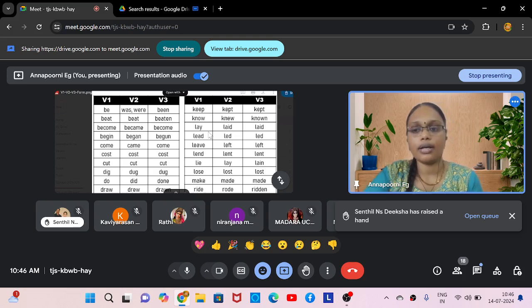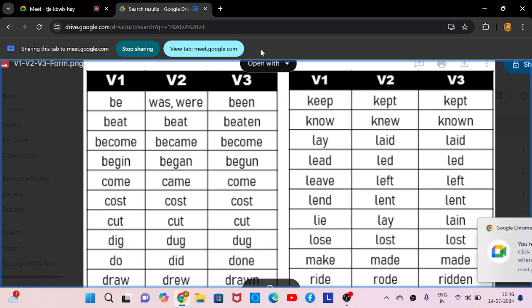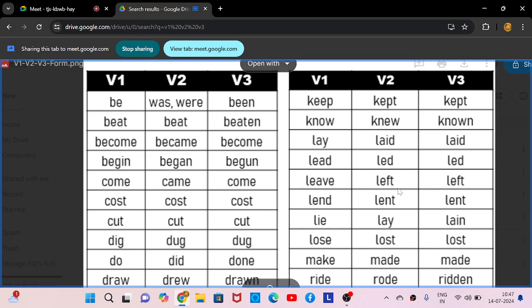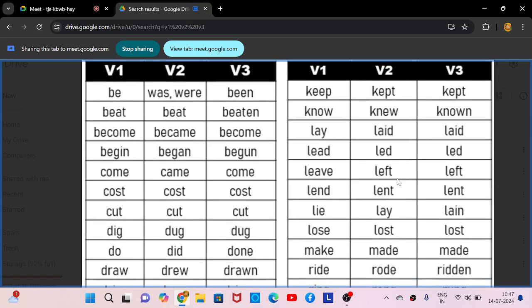So now, Deeksha, you can read the next five words from cost to draw. Cost. Cut. Dig, dug. Do, done. Draw, drawn. It is draw, drew, drawn. Yes. Draw, drew, D-R-E-W. Drew and drawn.